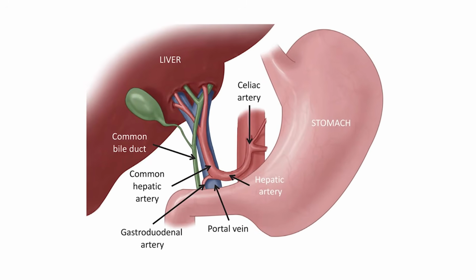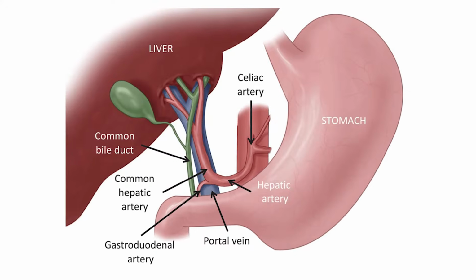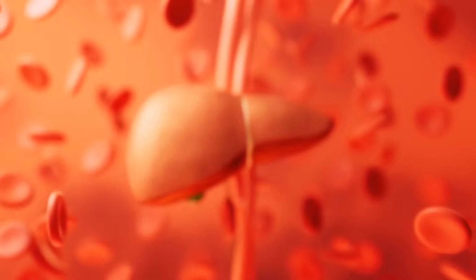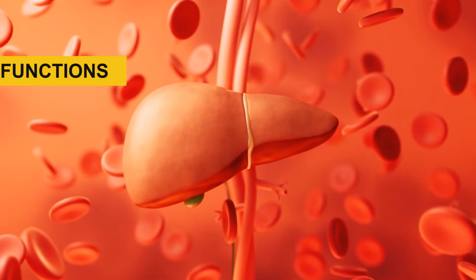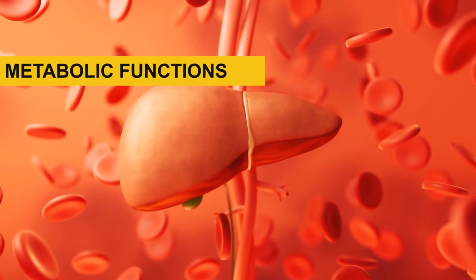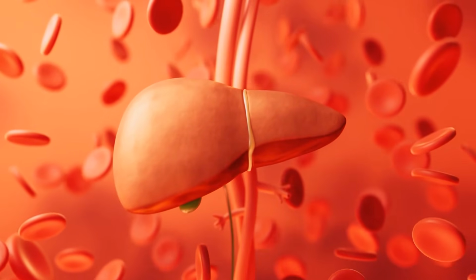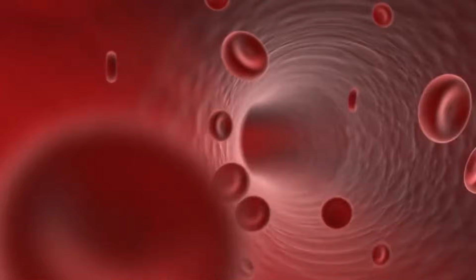It typically branches off from the celiac artery, which is a major branch of the abdominal aorta. This oxygenated blood is essential for the metabolic functions of the liver, particularly the hepatocytes or liver cells. The hepatic artery provides the liver with oxygen and nutrients.